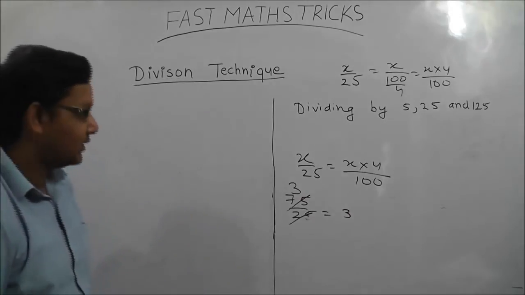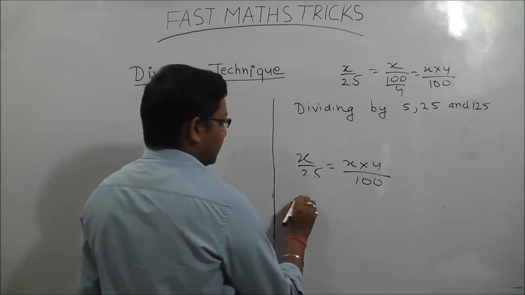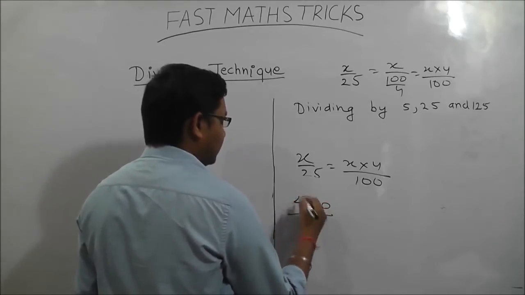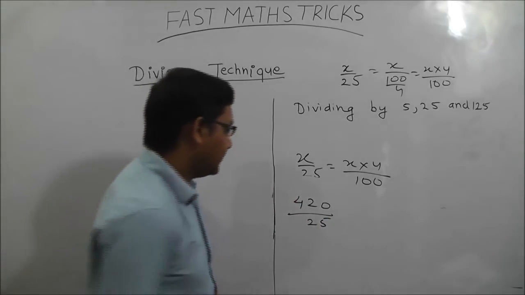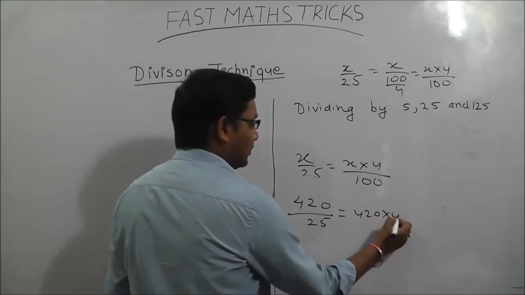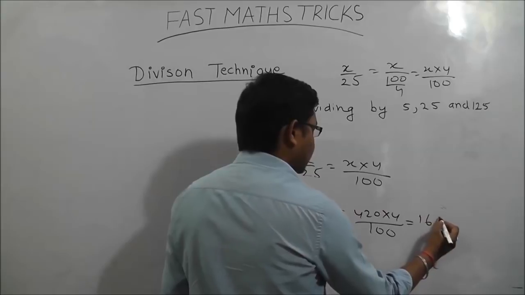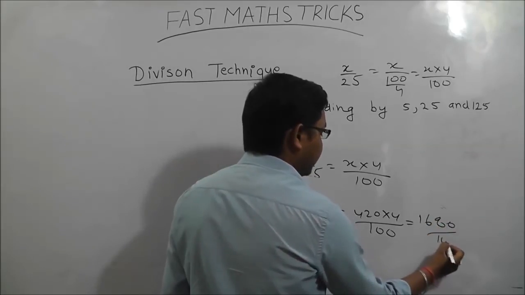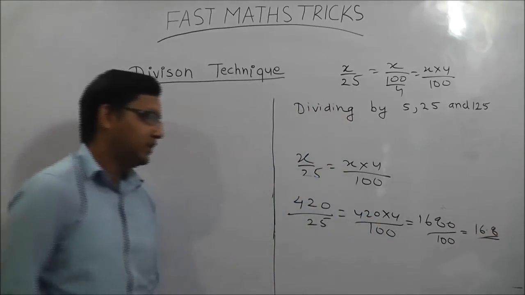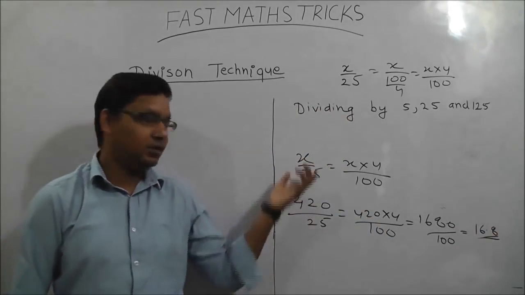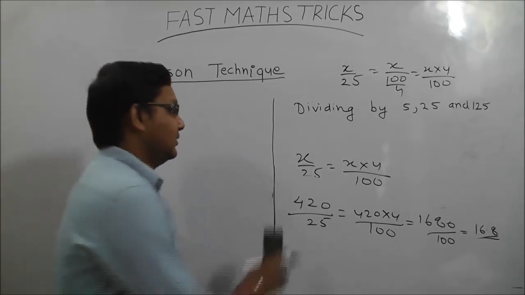Okay, suppose another number is there, that is 420 upon 25. That is not as easy. So first multiply this 420 into 4 and then divide by 100. So 420 into 4 is how much? 1680 upon 100. That is 16.8. So in this way we can divide any number by 25, multiplying first by 4 and then dividing it by 100.